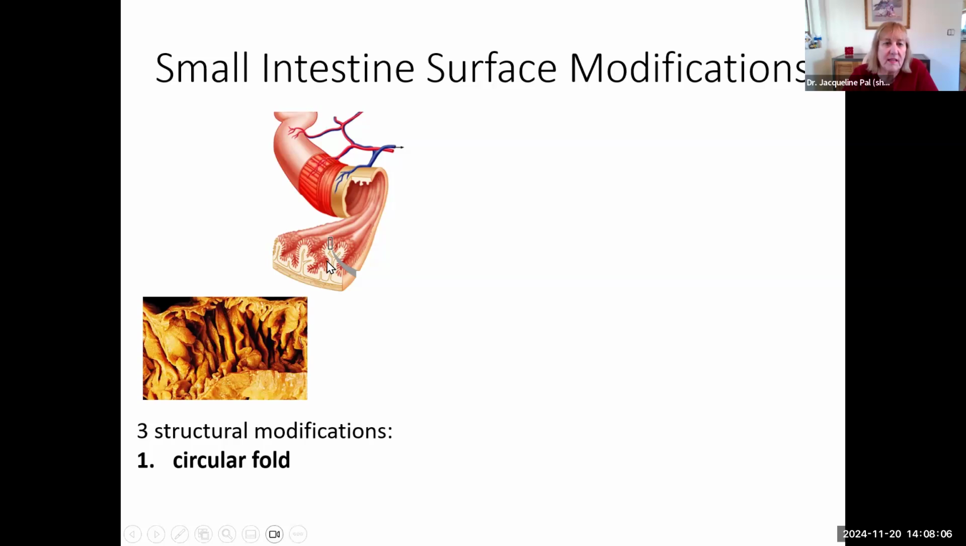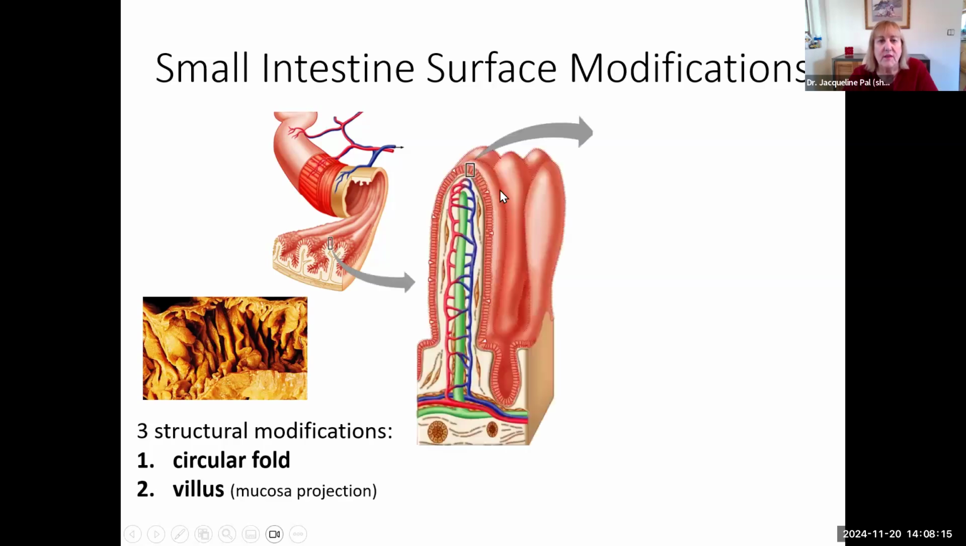The second modification: if you look on the circular fold, you can see these little finger-like projections going upward, and each of these finger-like projections is called a villus. If you look closely, you will notice the villus is just a projection of the mucosa, because here is the muscle layer, so the muscle layer is not going up. We have mucosa going up. It's covered with epithelium, the simple columnar epithelium.